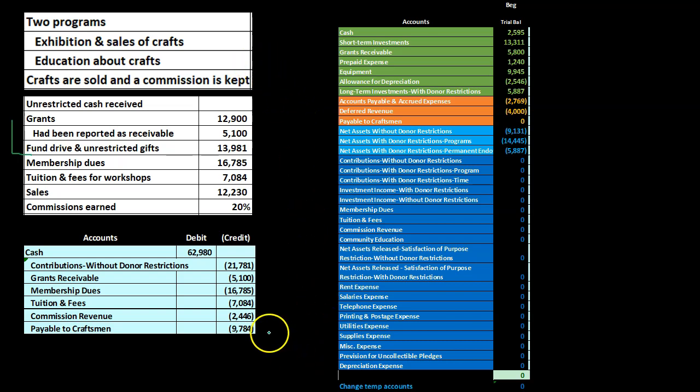The information is going to be up to the left here. We're going to record the journal entry related to it, and then we'll post the journal entry to our trial balance on the right side. Note that the trial balance will be in order. The trial balance worksheet is going to start with the assets in green, the liabilities in orange, and what would be the equity in a for-profit organization, the net assets here in the not-for-profit organization, in light blue.